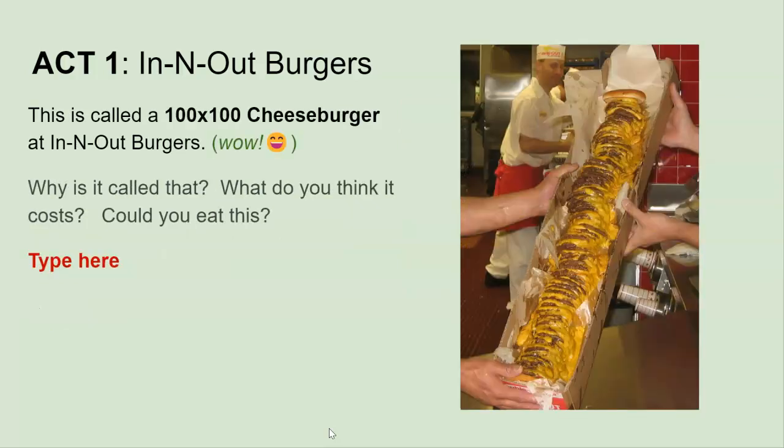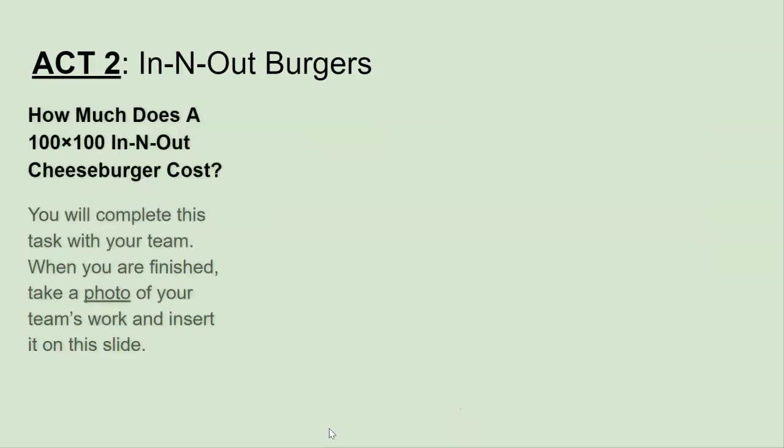And then finally, this is the big one, the 100 by 100 cheeseburger. This is what the whole problem is about. The goal here is to come up with some kind of expression to represent the cost. And then finally, they're going to work with their teams.